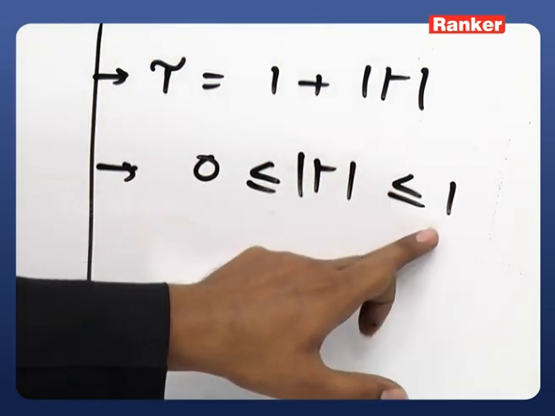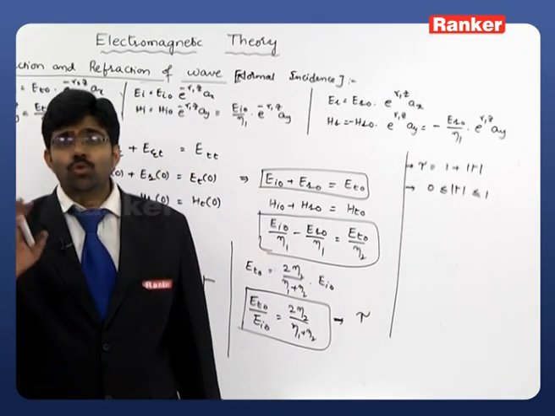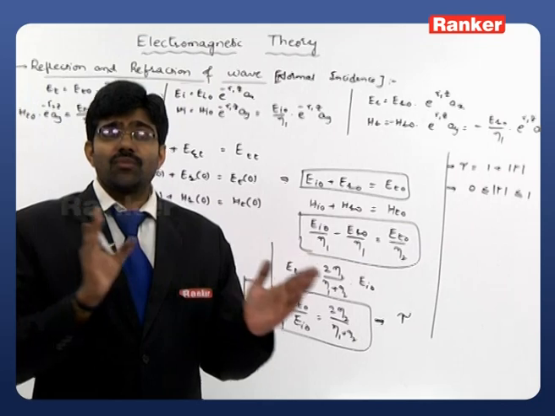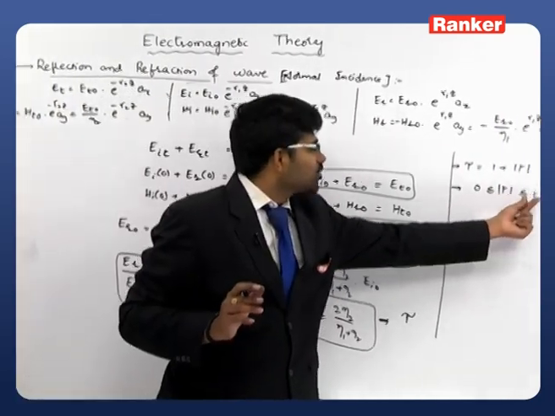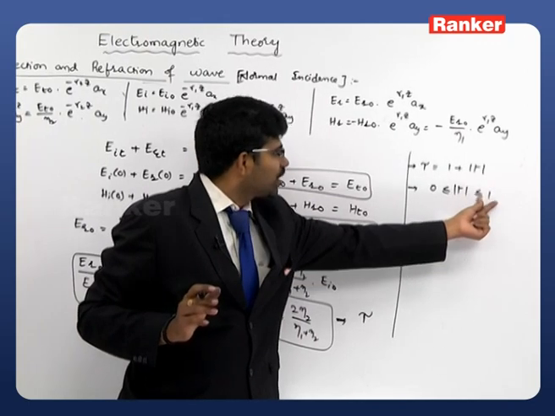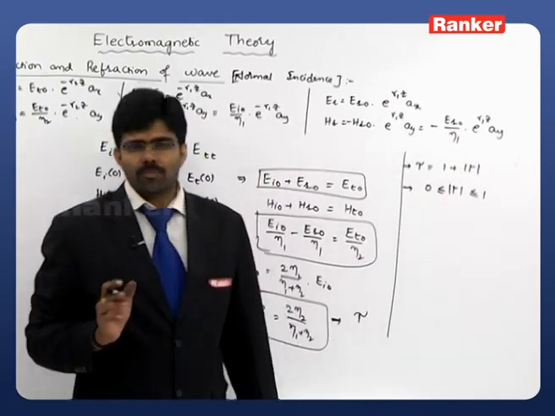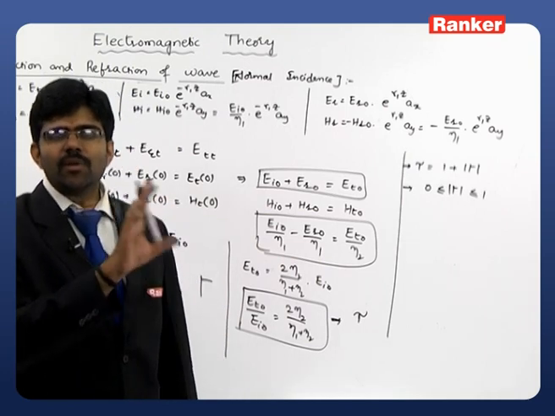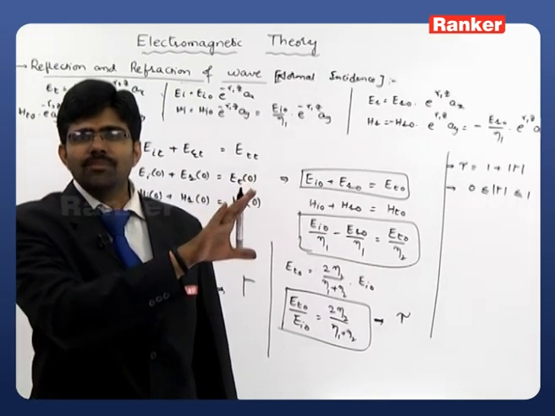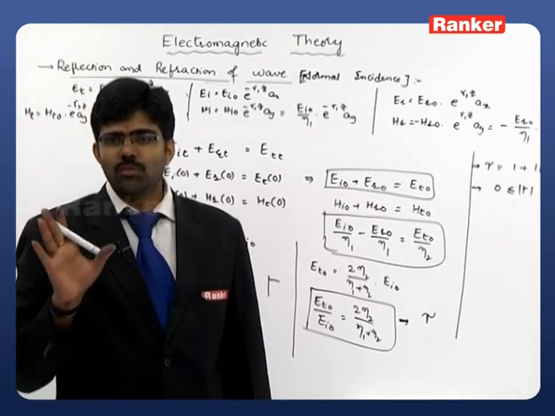If the reflection coefficient is equal to 1, the entire wave was reflected. Since we have a mod term here, gamma may be minus 1 or plus 1, and tau will vary depending on that. So if gamma is equal to 1, the entire wave was reflected. If gamma is equal to 0, the entire wave was transmitted. That's what we are supposed to observe.